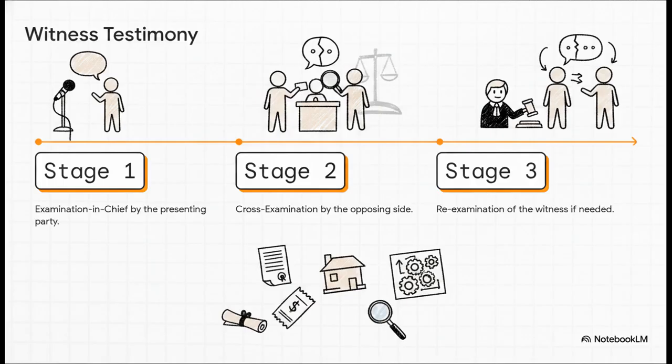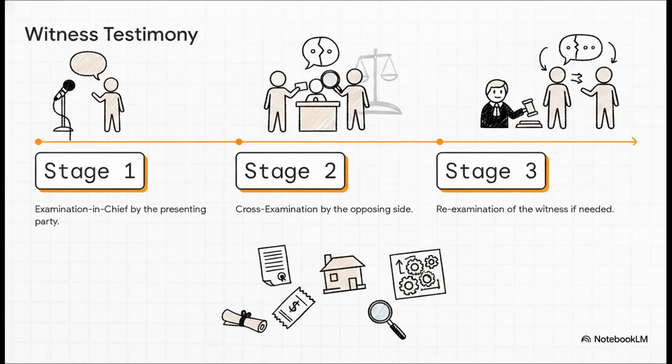This relies heavily on witness testimony, which follows a very strict timeline. First is the examination in chief, where a witness tells their story to the court. Next comes the cross-examination by the opposing lawyer. And let me tell you, cross-examination is genuinely where cases are won or lost. A witness's story can seem perfectly solid until a skilled lawyer starts poking holes in it. Sometimes there's also a brief re-examination to clarify things.